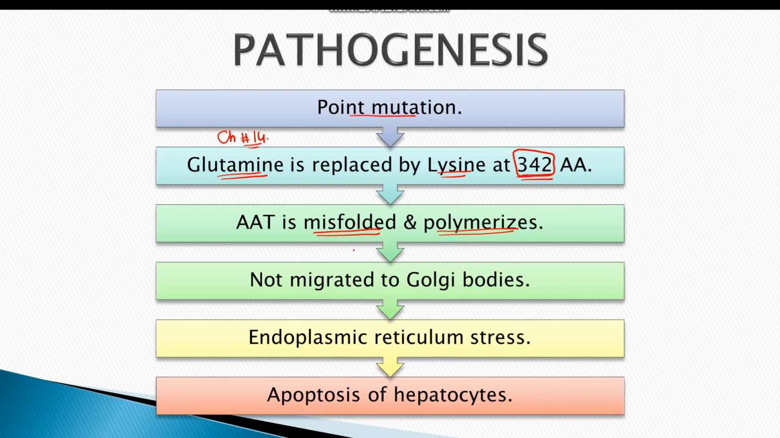This misfolded alpha-1 antitrypsin protein does not migrate from the endoplasmic reticulum to the Golgi apparatus. Thereby, it starts to accumulate inside the endoplasmic reticulum, resulting in increased endoplasmic reticulum stress. This excessive stress triggers apoptosis of hepatocytes, thereby resulting in liver tissue injury. Therefore, the disease first of all damages the liver due to accumulation of misfolded and malfunctioning alpha-1 antitrypsin protein.